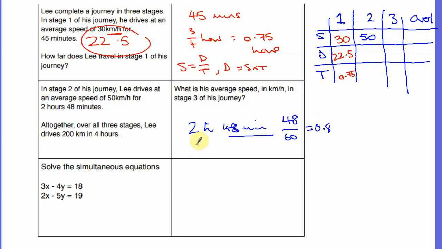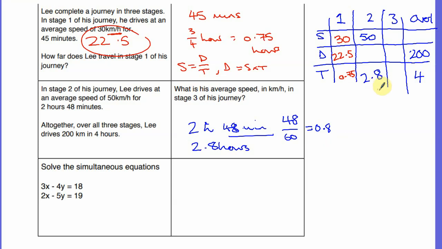So we know that 2 hours and 48 minutes is the same as 2.8 hours. So I'm going to write that in here. And overall, this is why I've done an overall column, because sometimes they tell us the total journey statistics. Overall, over the 3 stages, Lee travels 200 kilometers, so his distance would be 200 overall for 4 hours.